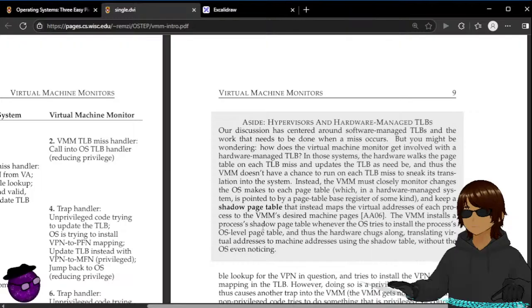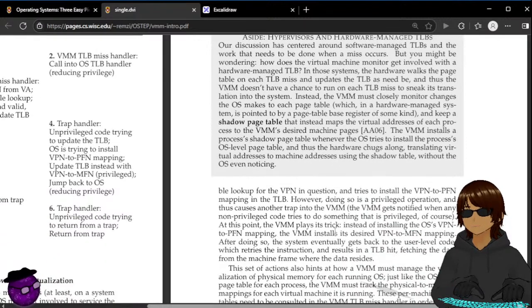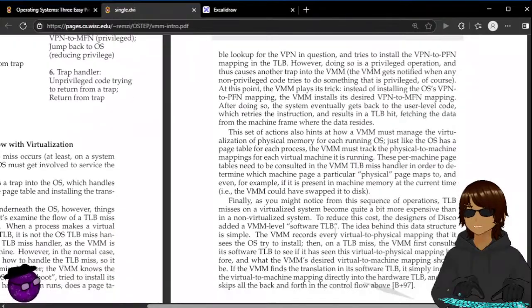The VMM installs the process's shadow page table whenever the OS tries to install the process's OS level page table, and thus hardware chugs along, translating virtual addresses to machine addresses under the shadow table without the OS even noticing.